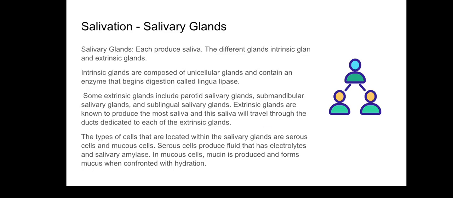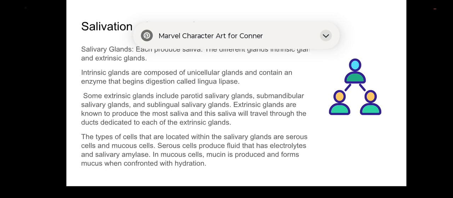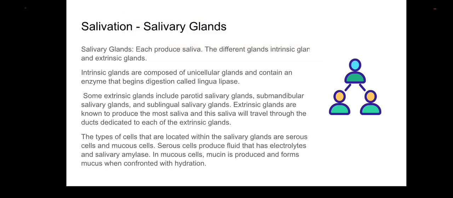Today I'm going to be doing a concept video on digestion. What I'm going to start with is salivation and salivary glands within salivation. So, in the salivary glands, these will typically produce saliva. You guessed it. There are two different categories of salivary glands, and these categories are the intrinsic glands and the extrinsic glands. Now, the intrinsic glands are composed of unicellular glands, and these will usually contain an enzyme that begins digestion called lingual lipase.